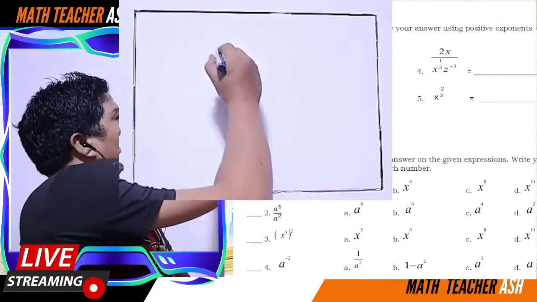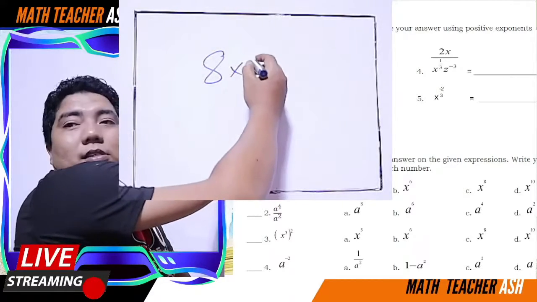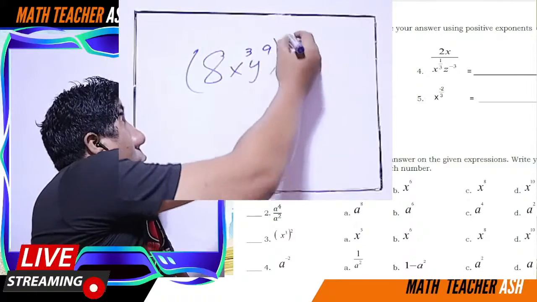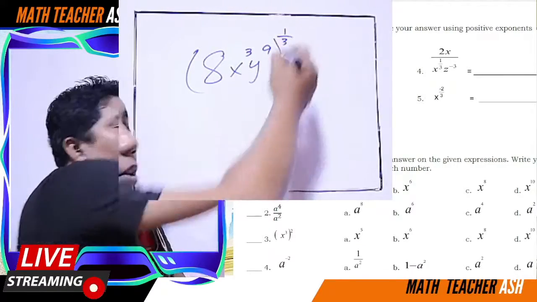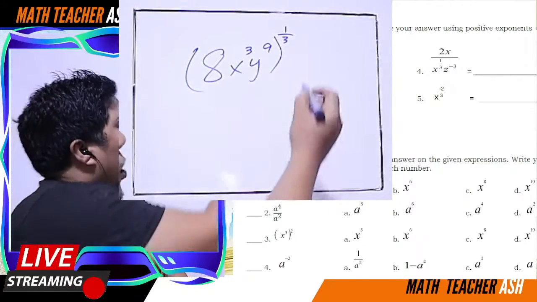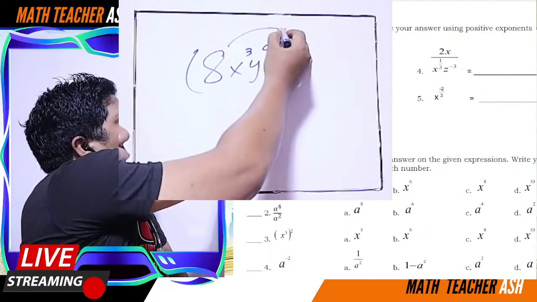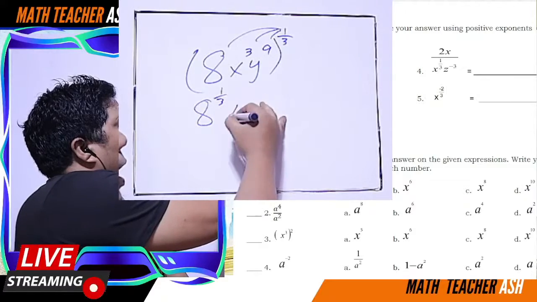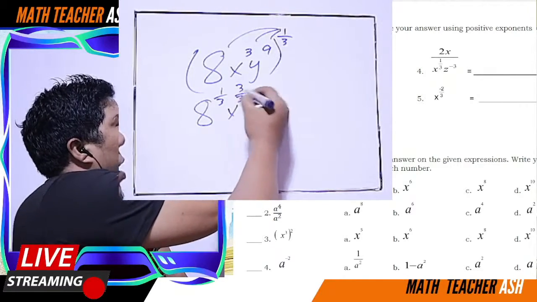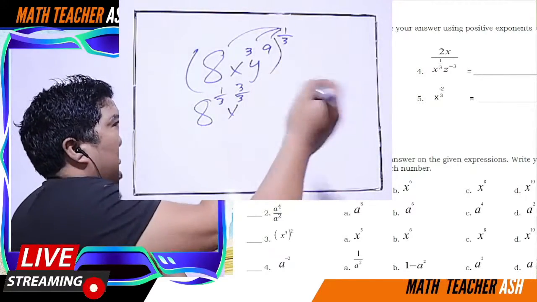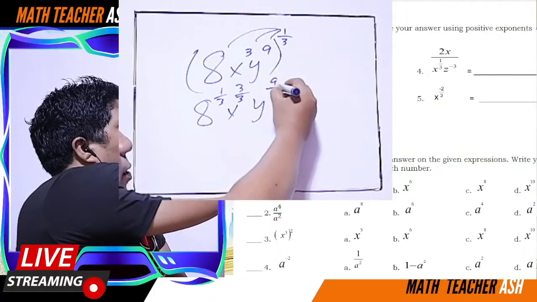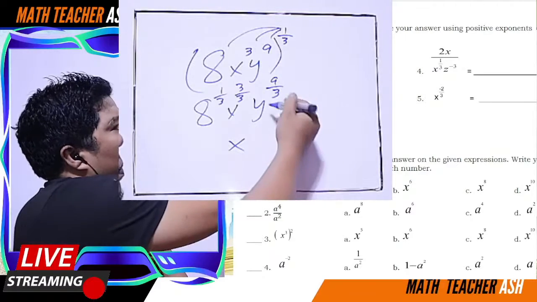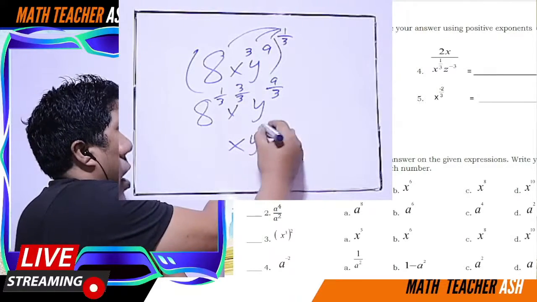Ayan. So we have here 8x cubed y to the power of 9, to the quantity of power 1/3. Okay. So technically, my dear math learners, ang gagawin mo, i-distribute mo lang ito. So this will become 8 to the power of 1/3, x to the power of 3 over 3, of course, kasi 3 times 1/3, and y to the power of 9 over 3. If you simplify this, 3 over 3 is equal to x. If you simplify this, 9 over 3, that is y cubed.